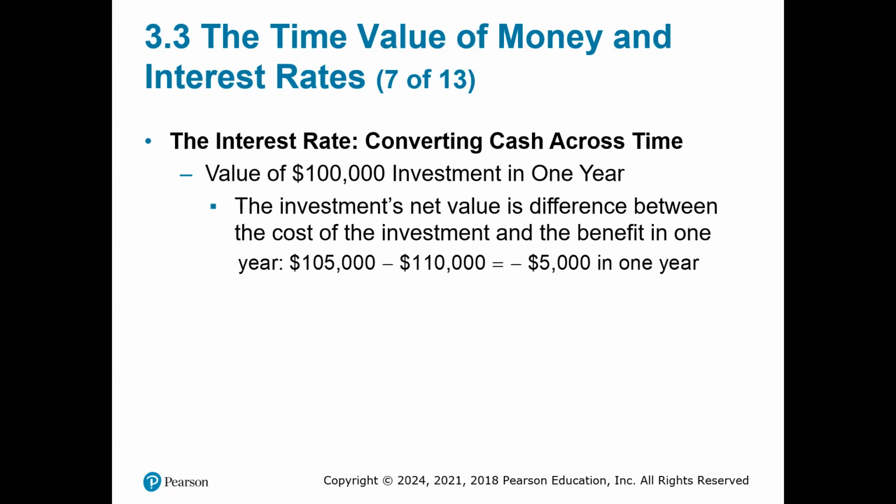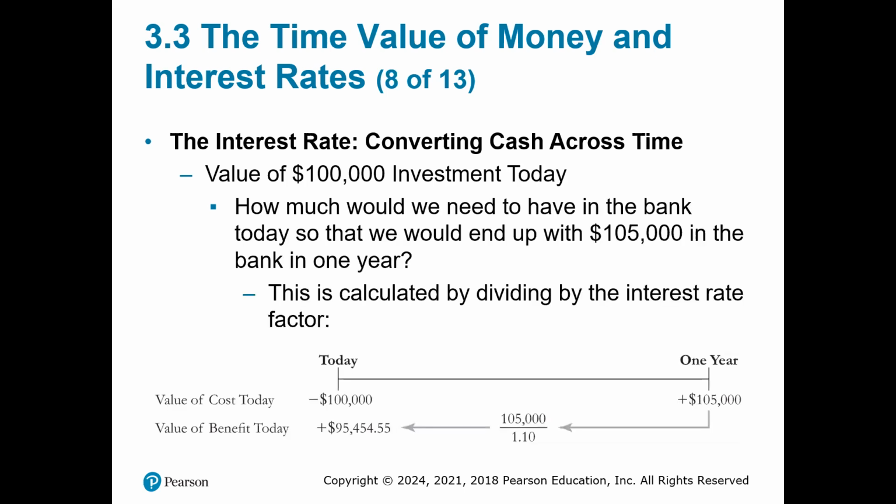The interest rate converting cash across time. The value of $100,000 investment in 1 year. The investment's net value is the difference between the cost of the investment and the benefit in 1 year. The $105,000 minus $110,000 will equal a negative $5,000 in 1 year. And this diagram is comparing the cost and benefit of a 1 year investment.